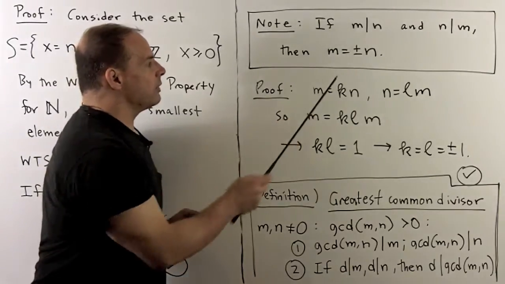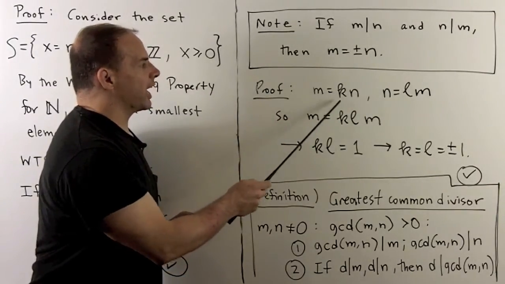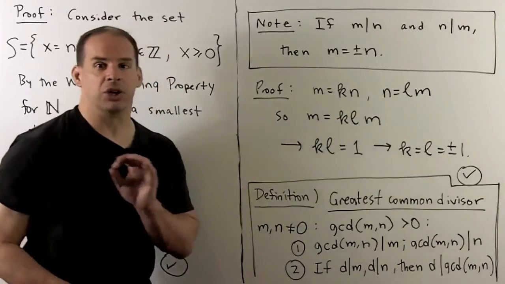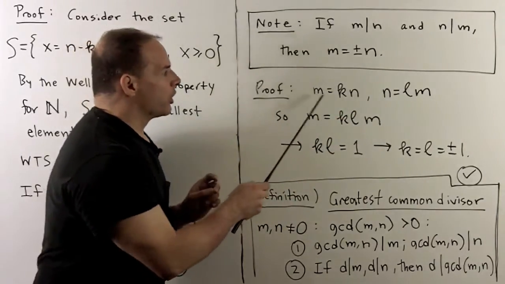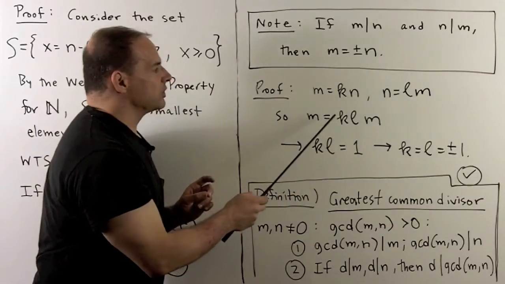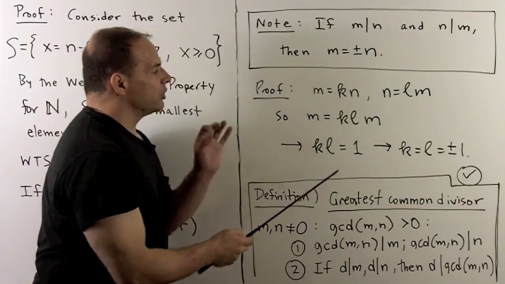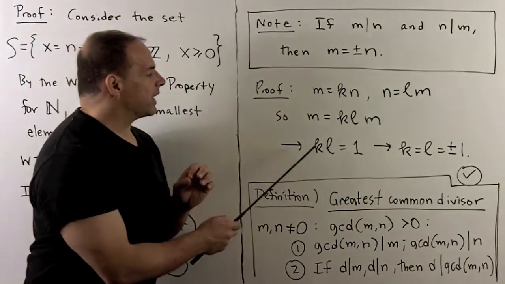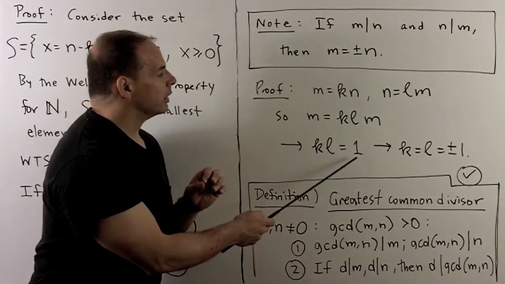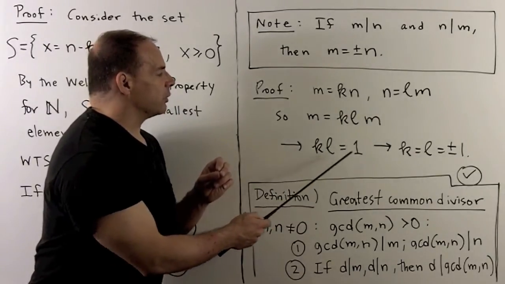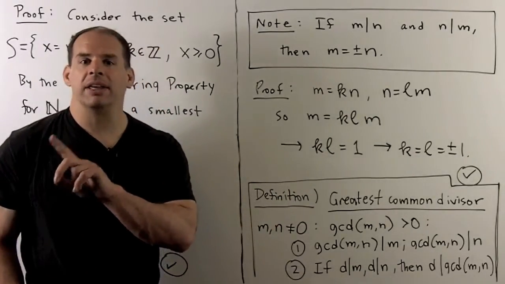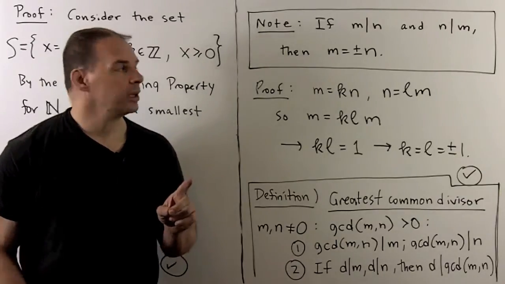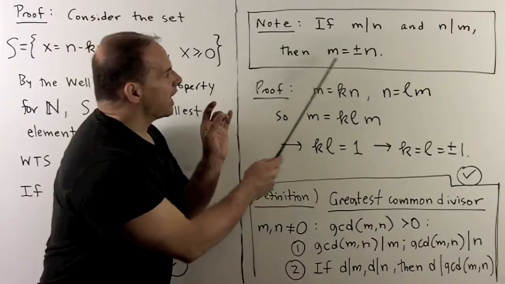If m divides n, we have m equal to kn for some integer k. If n divides m, we have n equals lm for some integer l. Stringing our equalities together, I get m equals kl times m. I can use our cancellation law to cancel off the m's, so I'll be left with k times l equal to 1. Now, the only way we can have k times l equal to 1 is if k and l are either both 1 or both minus 1. So that gives us our result here.